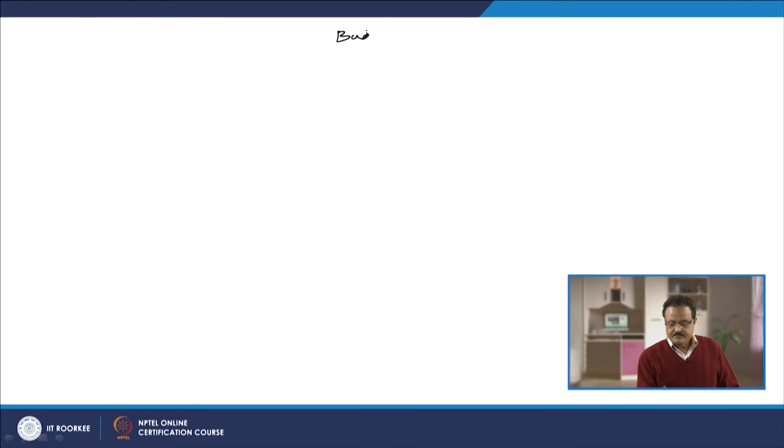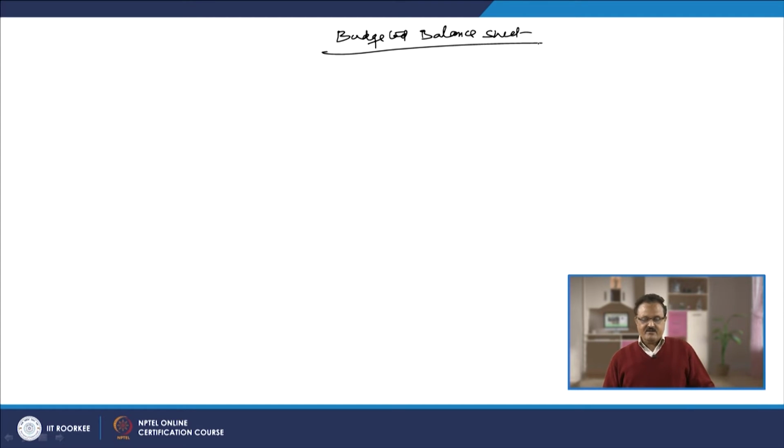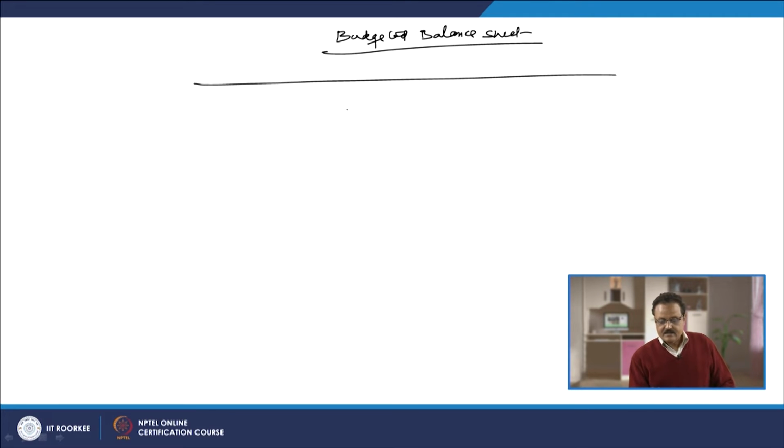Now, we will go to the next statement and prepare what is called the budgeted balance sheet. The last statement we are going to prepare here is the budgeted balance sheet, and with that we will come to the end of the complete master budgeting process for this case. So, now I am preparing the budgeted balance sheet. This balance sheet can also be prepared in two formats: the T format or the vertical format. For simplicity and better understanding, I am preparing it again in the T format.